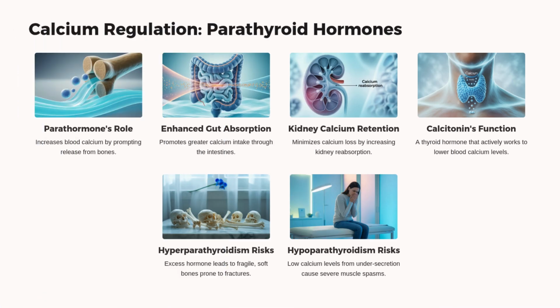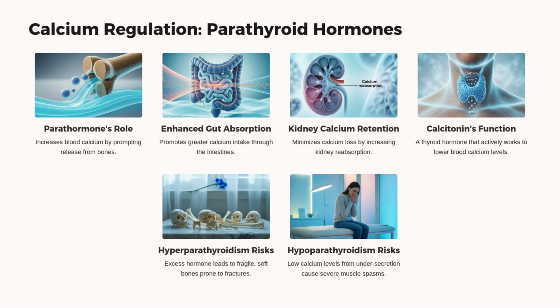Calcium regulation. Parathyroid hormones. Parathormone's role: increases blood calcium by prompting release from bones. Enhanced gut absorption. Promotes greater calcium intake through the intestines. Kidney calcium retention. Minimizes calcium loss by increasing kidney reabsorption. Calcitonin's function. A thyroid hormone that actively works to lower blood calcium levels.